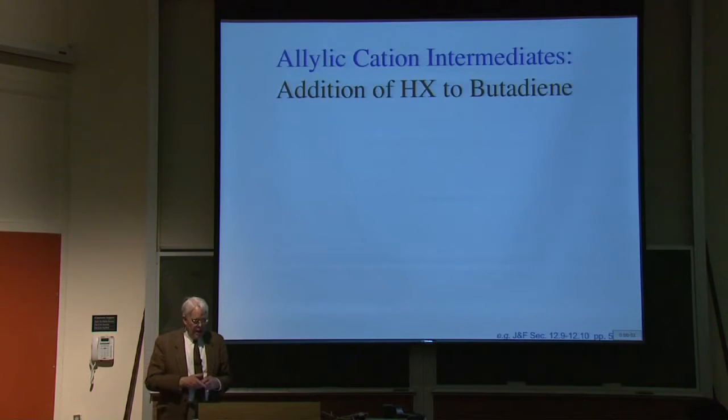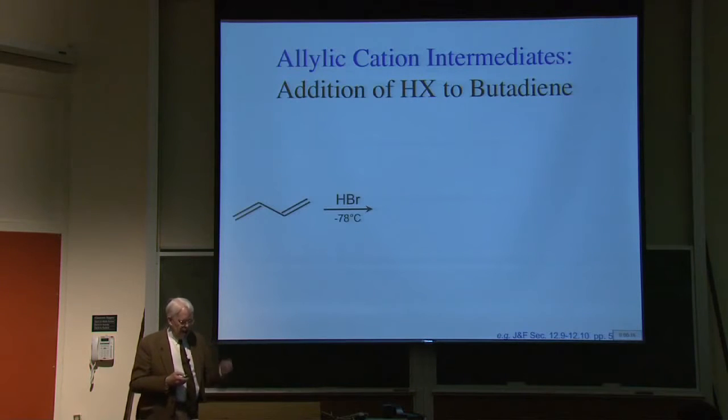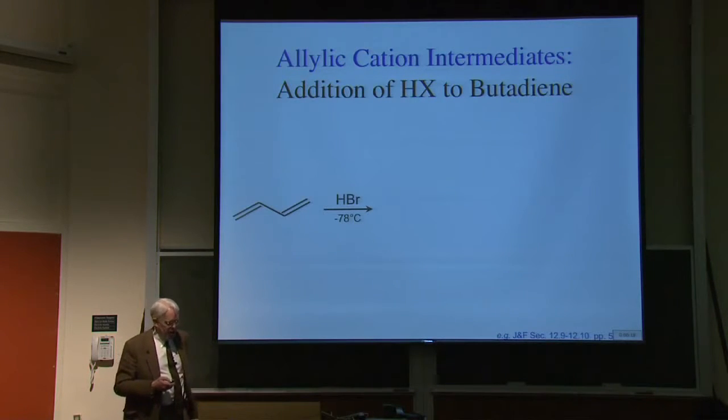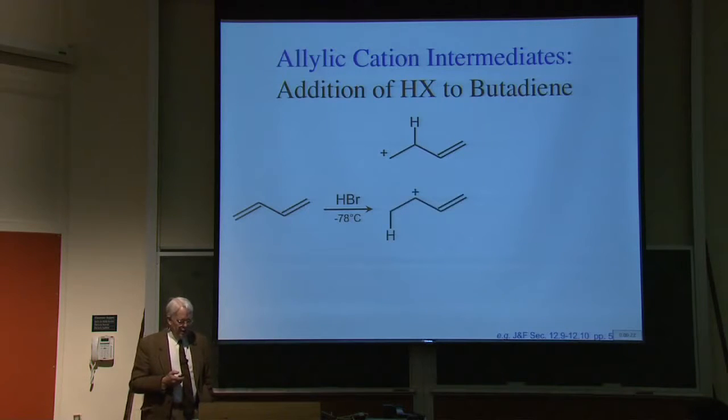Okay. Now let's look at some more detail about some of these, like the cation intermediate. The addition of HX to butadiene. We talked about HX, halogen acids, adding to single double bonds. How about adding to 2 double bonds? At minus 78 degrees, you can add HBr to butadiene, and you could imagine the H plus going on one of the internal carbons to generate that cation, or it could go on the terminal carbon, the other regiochemistry, and generate that cation.